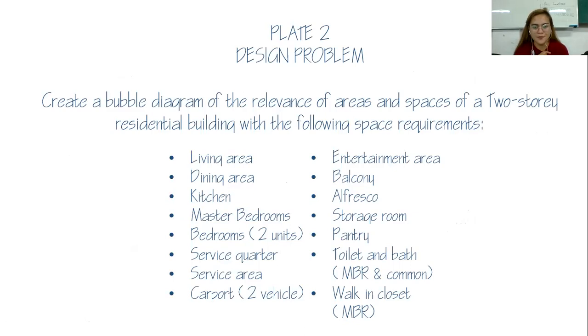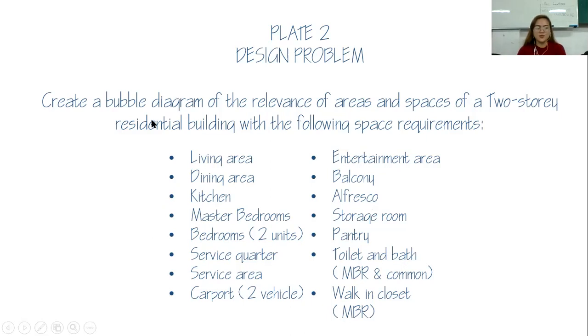So I'm going to discuss plate number two. Plate number two is bubble diagramming. Create a bubble diagram of the relevance of areas and spaces of a two-story residential building with the following space requirements. I think I already gave this one to you. The living area, dining area, kitchen, master bedrooms, two units, service quarters, service area, carport for two vehicles, entertainment area, balcony, alfresco, storage room, and pantry. And there is the toilet and bath for the master bedroom and a common toilet and bath. And there is also the walk-in closet for the master bedroom.